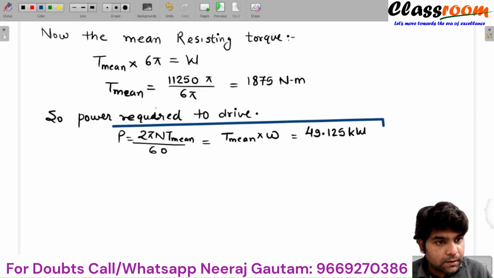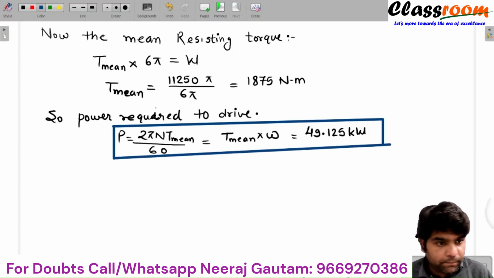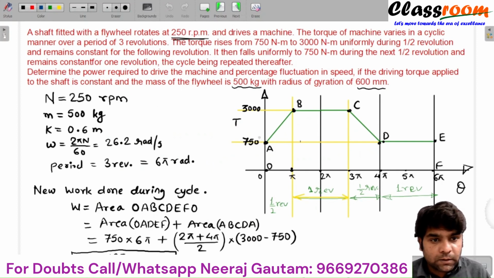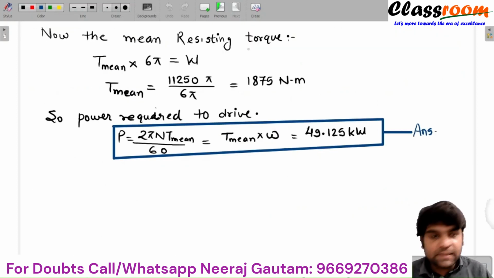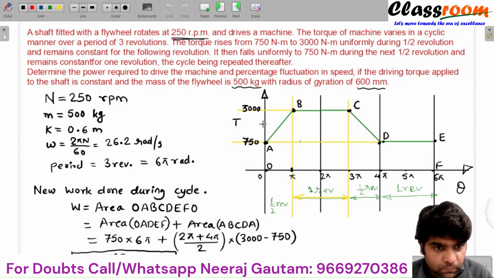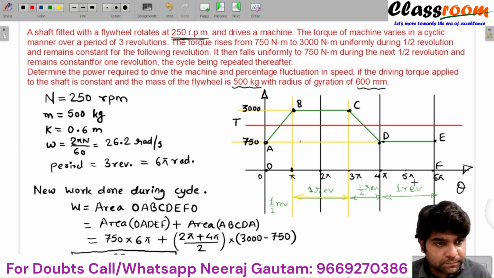We'll keep it as an answer. Now this is the mean torque, and I will draw this mean torque on this torque diagram. 1875, the red line, 1500 approximately here. So the red line represents the mean torque.